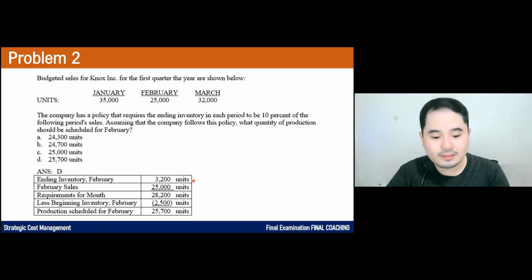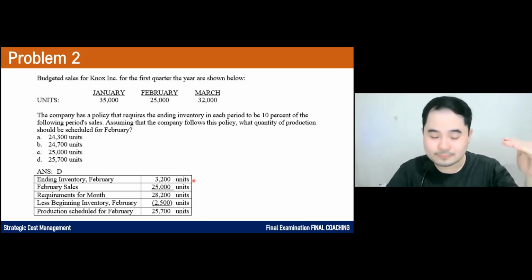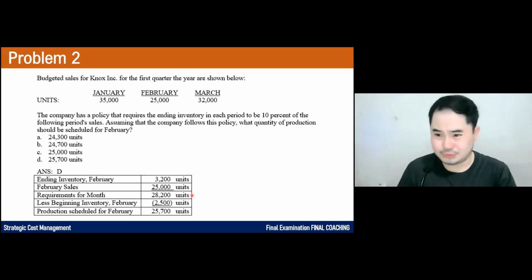Okay? And then, i-add mo yung sales na gusto mong mangyari for February, which is 25,000. So you get 28,200. Ano po yung 28,200? Kung ito yung ending inventory ko at ito po yung gusto kong ibenta, ibig sabihin kailangan meron akong 28,200. Okay? Ganun nyo siya i-interpret para mas naiintindihan nyo. Kung meron akong 3,200 units na gustong i-retain as ending inventory at ibebenta ko yung 25,000, ibig sabihin kailangan kong makagawa ng 28,200.